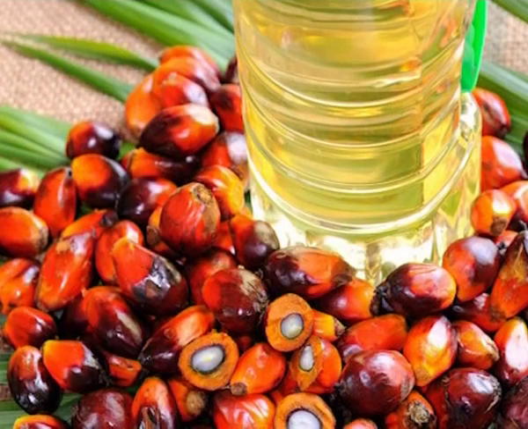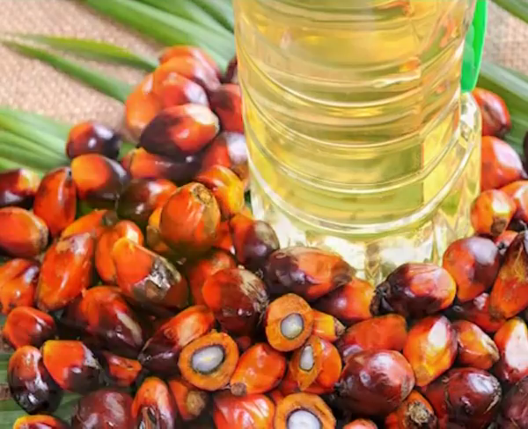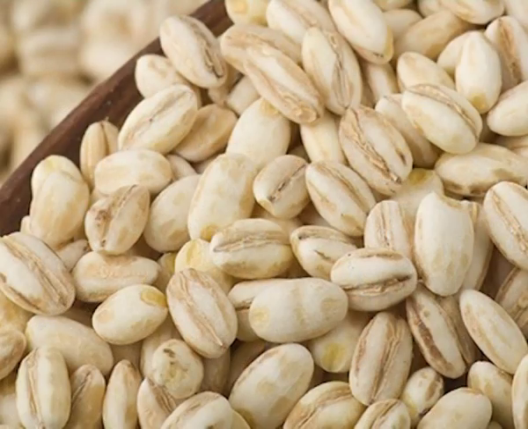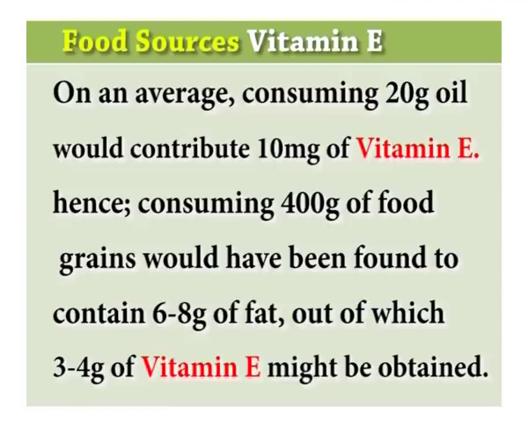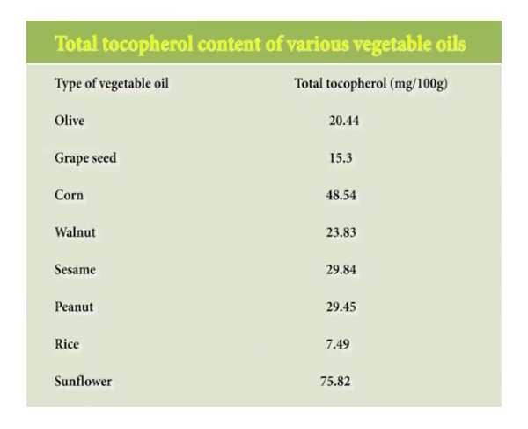Significant amounts of tocopherols are found in palm oil, rice bran oil and bran and germ portions of certain cereals like oats, barley and rice. On an average, consuming 20 gram oil would contribute 10 milligram of vitamin E. Hence, 400 gram of food grains would be found to contain 6 to 8 grams of fats, out of which 3 to 4 gram of vitamin E might be obtained. The total tocopherol content of various vegetable oils.